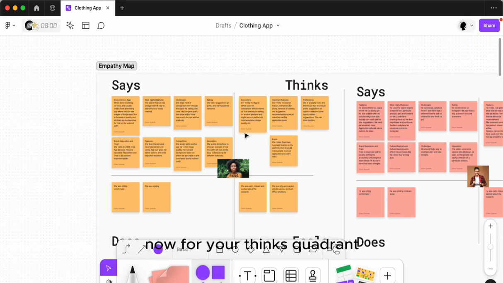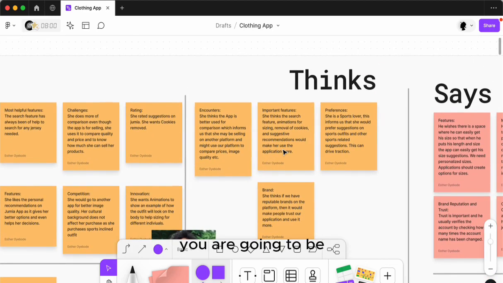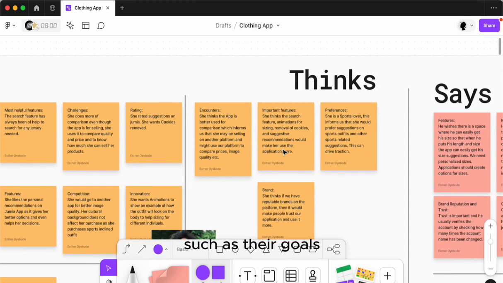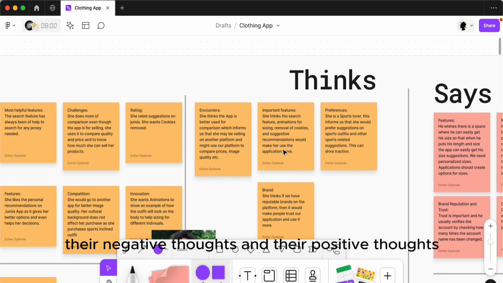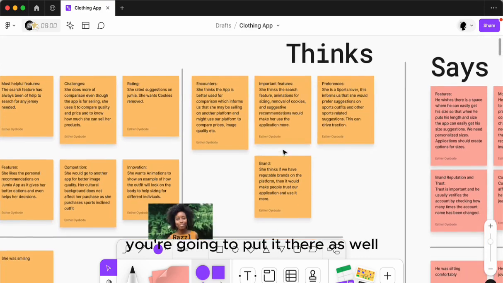Now, for your thinks quadrant, this is your thinks quadrant here. You are going to be putting everything the person might be thinking, such as their goals, their beliefs, their concerns, their negative thoughts, and their positive thoughts. If they think something is not going to work, you are going to write it there. If they believe something is going to work, you are going to put it there as well.